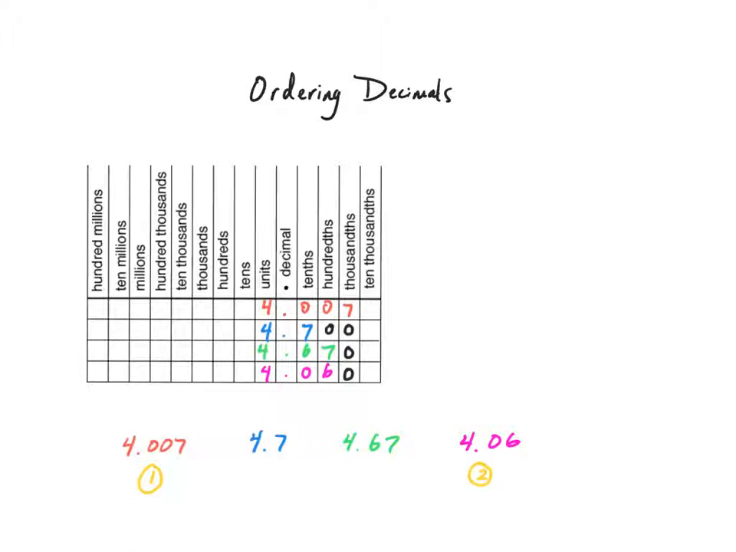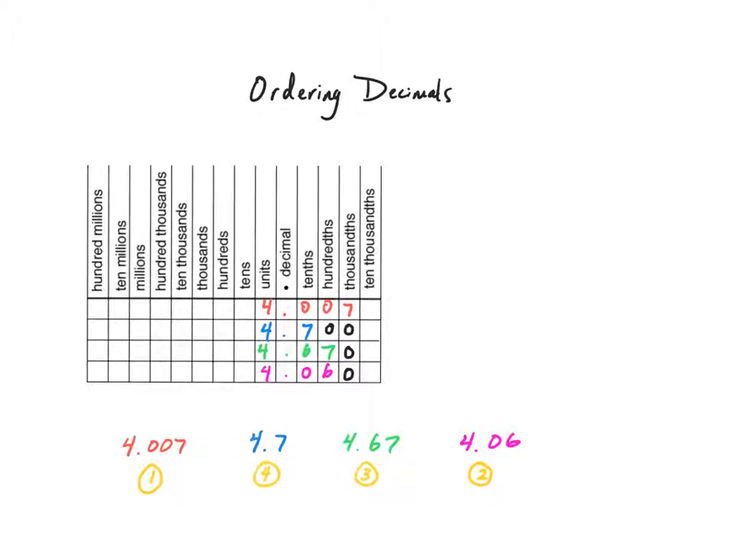So now I just have to compare my last two numbers, which is the blue number and the green number. They both had the 4s and the 1s. The green number has a 6 in the tenths, and the blue has a 7 in the tenths. 6 is smaller than 7. So my green number is my next smallest number. So 3, and the blue number would be my largest number.